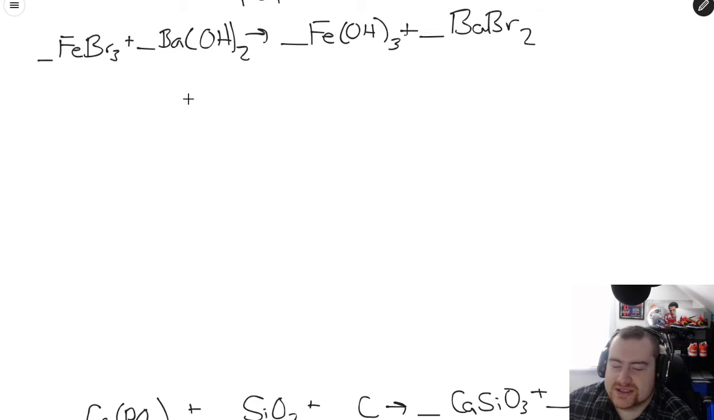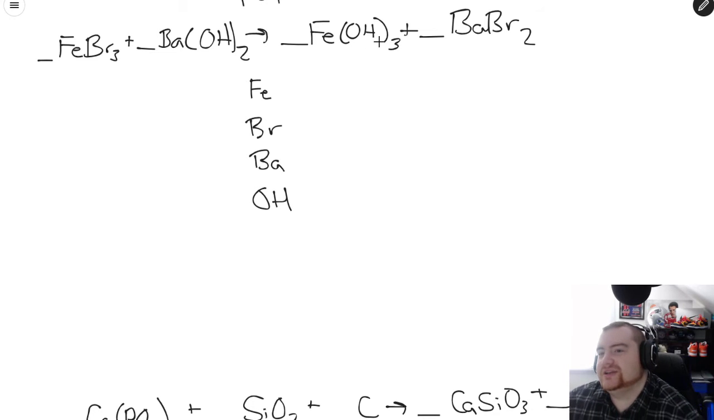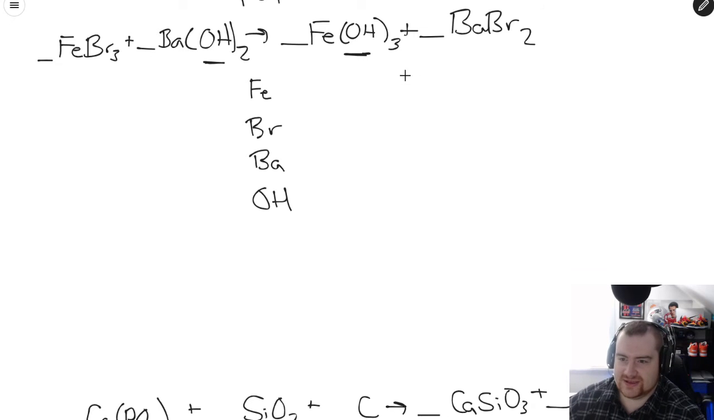Alright, same deal. This is a double replacement reaction because we have two compounds on each side. So we'll start balancing this the same way. So we have iron, we have bromine, we have barium, and then we have hydroxide. And again, we're keeping the polyatomic ion the same because it's the same on both sides, which is fantastic.